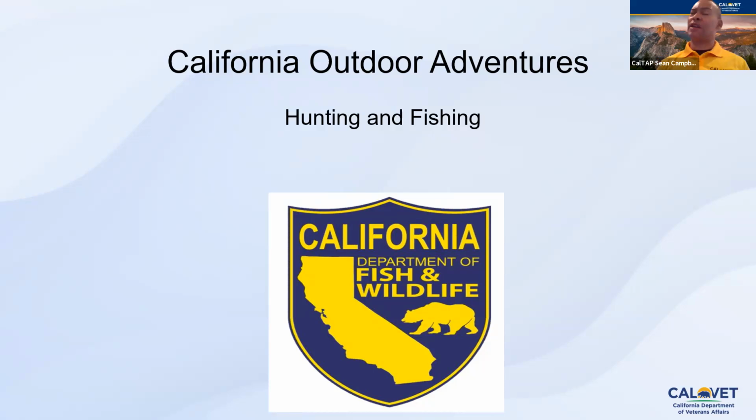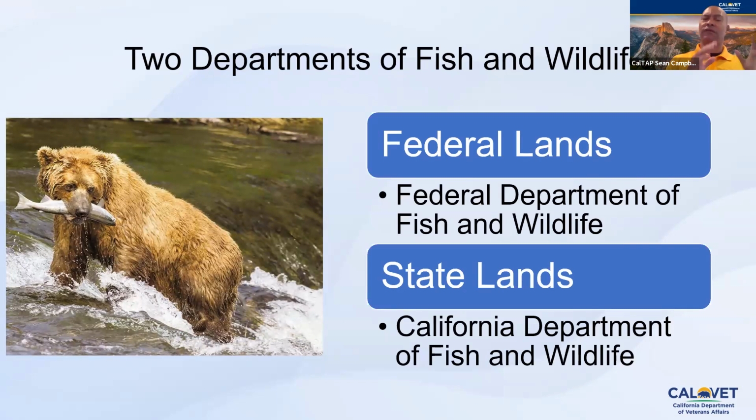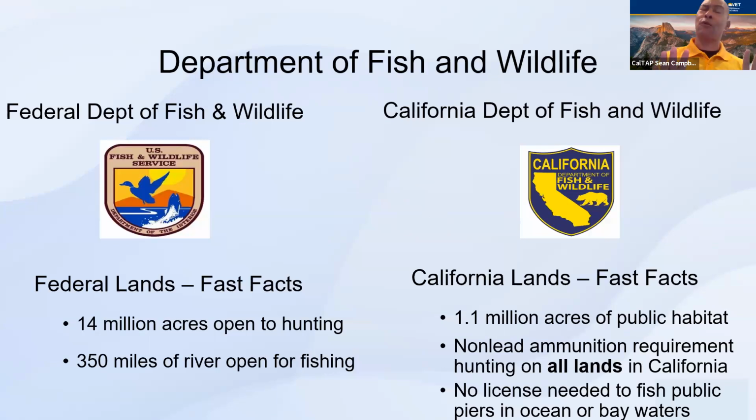So there are two departments of fish and wildlife, the federal and the state. For federal lands, it's the Federal Department of Fish and Wildlife, and for state lands, it's the California Department of Fish and Wildlife, with our beautiful golden bear with his tasty salmon in his mouth, or her mouth. Kind of hard to tell if the bear's male or female. I don't want to get close enough to figure that one out. On the federal side, you can see their logo, and they're pretty clear about which lands are federal lands, but there's 14 million acres open to hunting throughout the United States. That's a lot of territory.